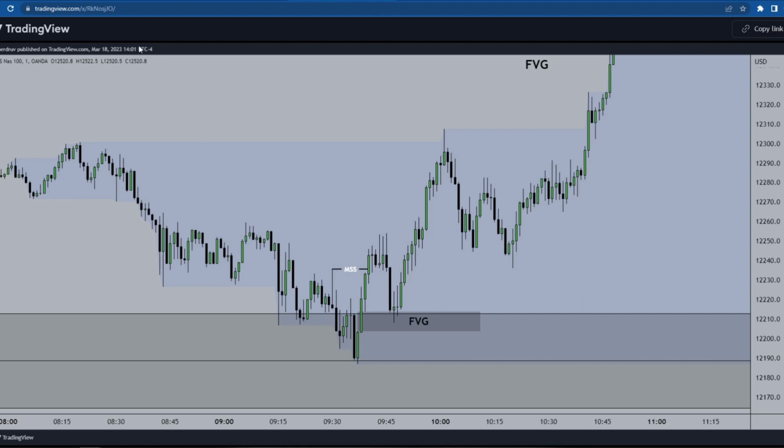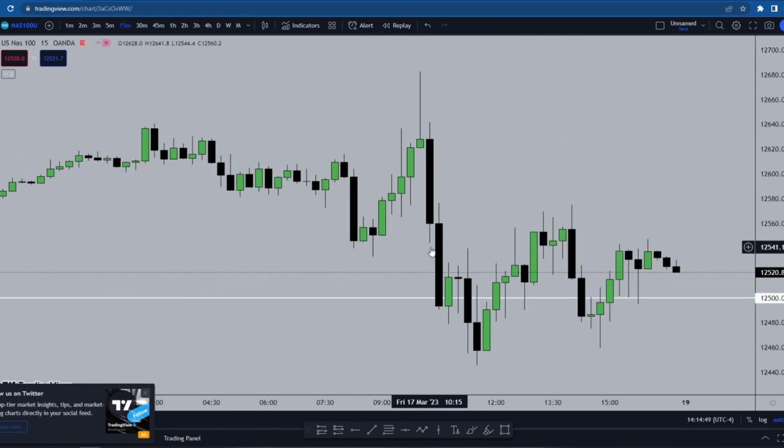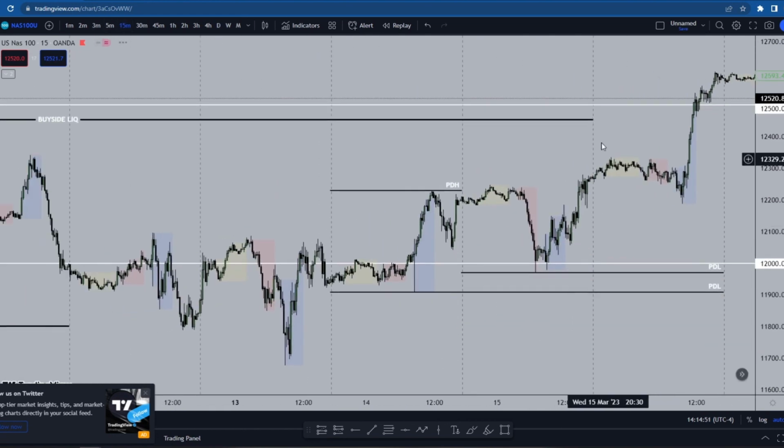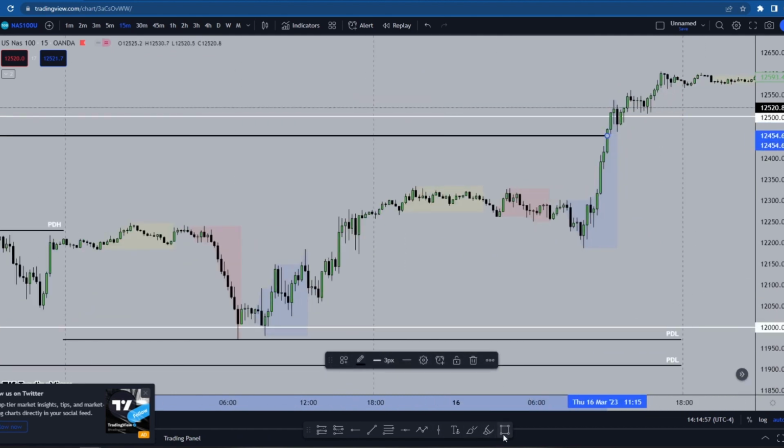And now what will be my target? Now my target will be the daily buy side liquidity right over here, okay. If we go on 15-minute time frame, this will be my target. So I enter right over here, okay, and this will be my target, or this bank level will be my target.